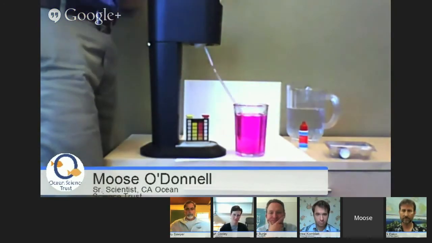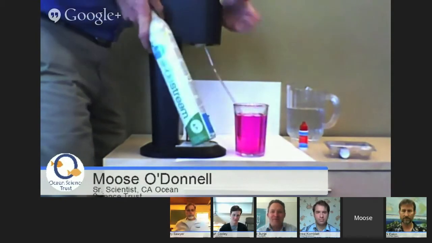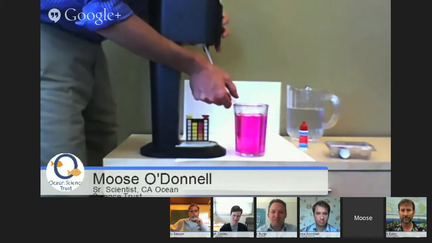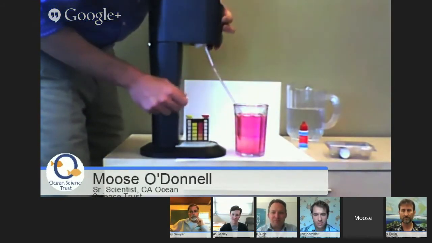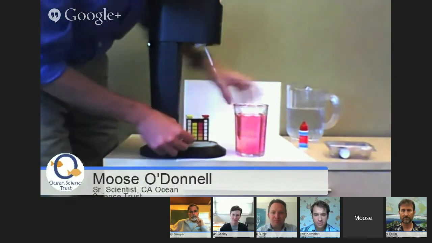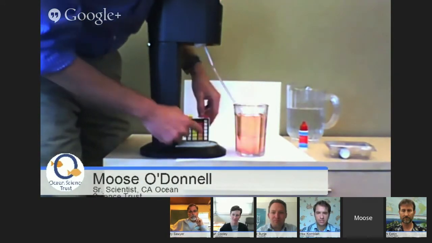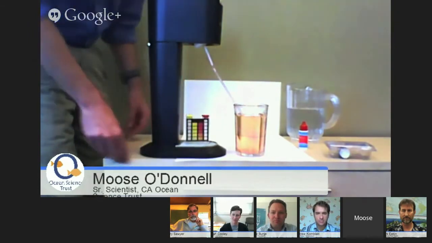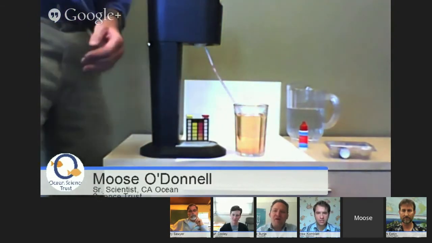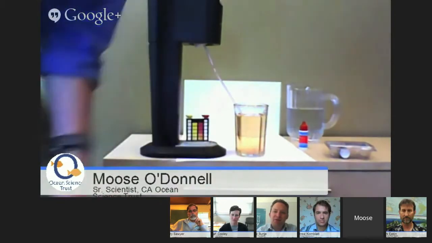So I'm going to add some carbon dioxide using a SodaStream. As I add CO2, you can see it start to change color, and the pH now is down in the 7 range, and as it stirs in more, that's going to take it to lower and lower pHs. And ocean acidification is due to nothing more than that.